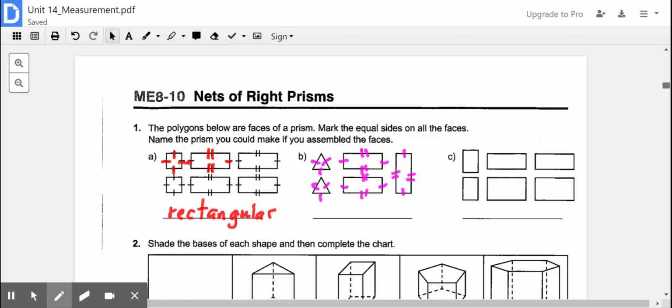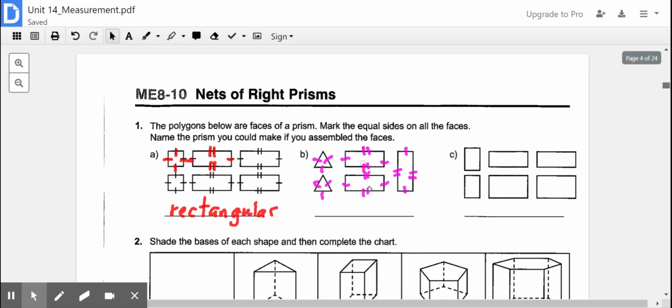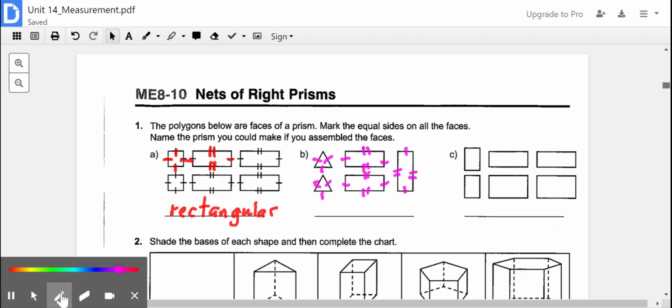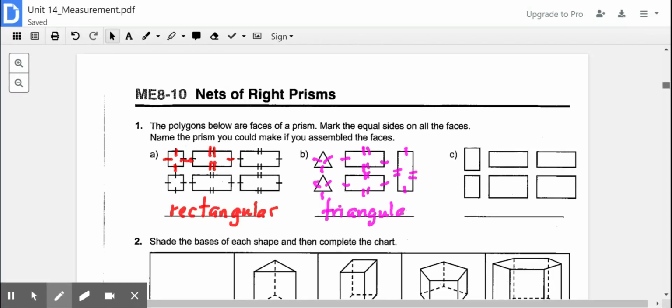If I put this together, I've got a bottom face, I've got a top face, and I also have 3 side faces. If I put this all together, what kind of shape do you think I'm going to end up with? What kind of prism? Well, it's going to be a triangular prism. And of course, both of these are going to be right prisms because this is nets of right prisms right there. Okay, go ahead and do question 3 on your own.